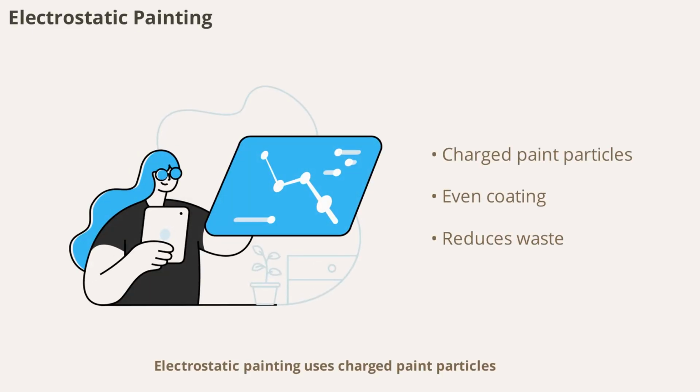Electrostatic painting uses charged paint particles to ensure even coating on surfaces. The object to be painted is given an opposite charge, attracting the paint and reducing waste. This method is widely used in the automotive and manufacturing industries for efficiency and quality.